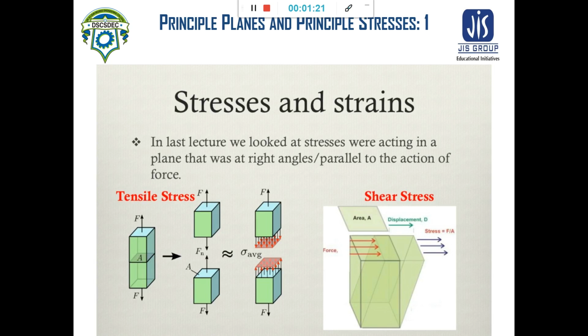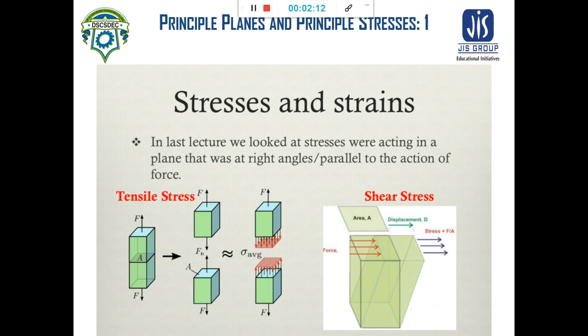In the previous lecture, what we have seen is that stress acts on a plane, either perpendicular to the plane or parallel to the plane. Whenever the stress is acting normal to the plane, we can say that the stress is tensile or compressive stress, that is called normal stress. And another type of stress that we came across is shear stress. In shear stress, the line of action of the stress is parallel to our cross section. So these two types of stress, and accordingly the strain of these two types of stress, we have seen.